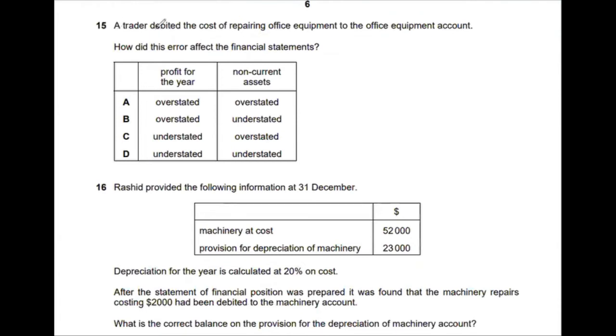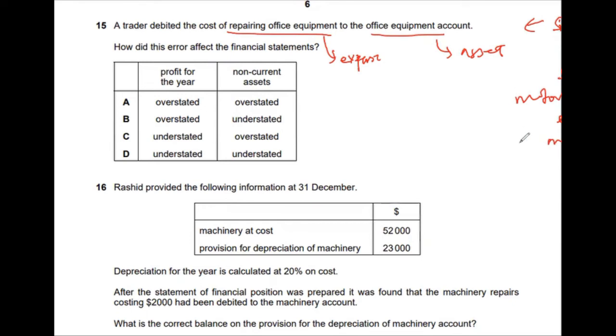Multiple choice 15. A trader debited the cost of repairing office equipment to office equipment account. So this is actually an expense account, and this is an asset account. And we have seen a similar problem in the same exam. So you can just go back in the video. There was one question where we talked about motor vehicle expense and motor vehicle account.